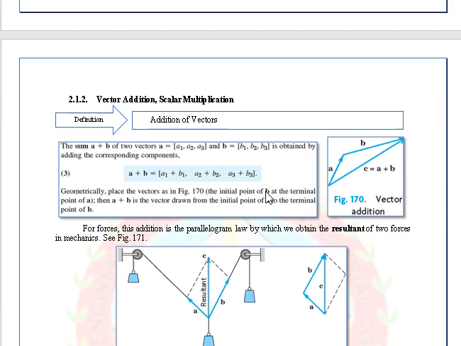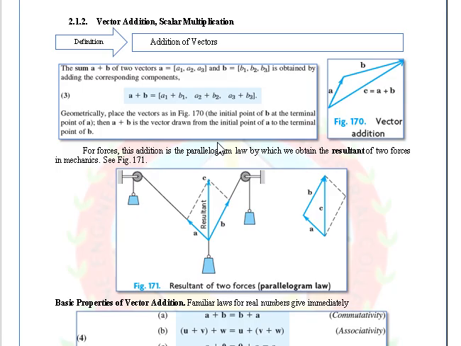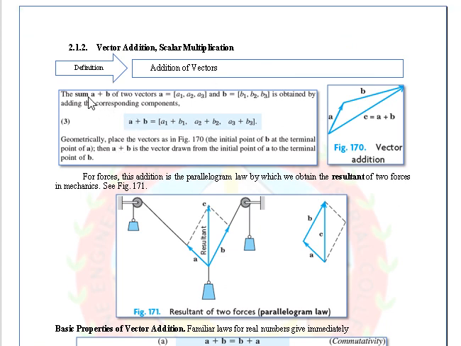Okay, now we are at vector addition and scalar multiplication. So we have here different properties of how to add vectors. By definition, we have here the addition of vectors. If you have the sum of A and B, which are two vectors that have components A1, A2, and A3, B1, B2, B3, it is obtained by adding the corresponding components.